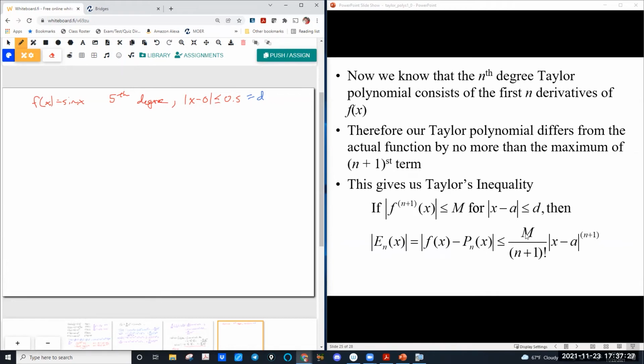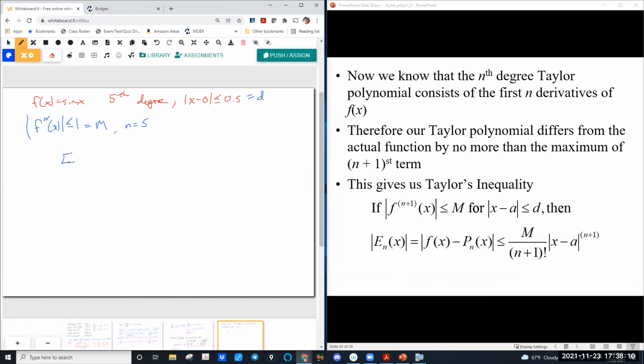Now, here's what we need. We need M. This is where all the work is done, just like it was back in those take-home problems for the midterm. Well, the thing about sine is its derivatives are all either sine or cosine, positive or negative. So we know that we have to bound the sixth derivative, and the sixth derivative is always going to be less than or equal to 1. So we're going to use that for our M. So here's how this works. And it's a fifth degree, so our N is 5, just to get you used to how all these pieces work.